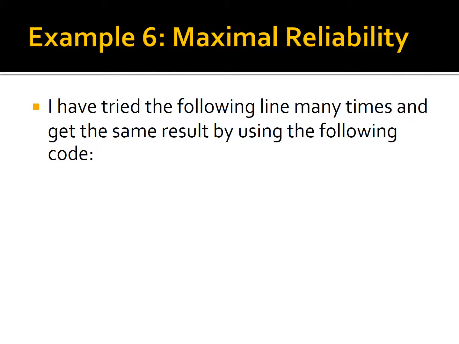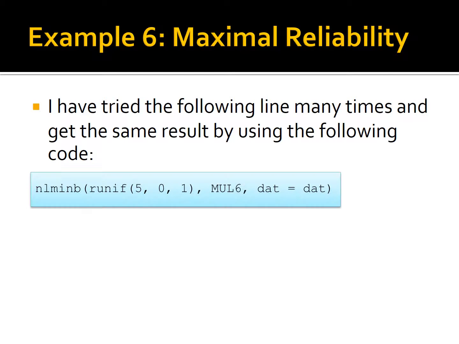I have tried the following line many times to make sure that the result is not a local minimum. So I use the runif function. I draw 5 numbers from a uniform distribution from 0 to 1, I run this again and again, and I still get the same result. So it means that the result is good.